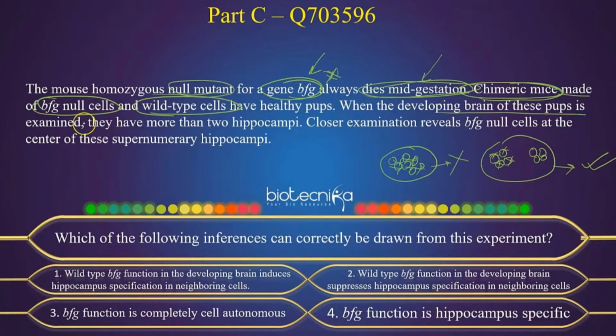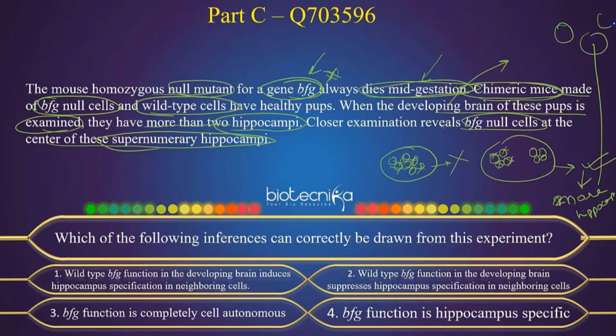When the developing brain of these pups is examined, they have more than one hippocampus. These healthy pups who are able to survive have more hippocampus. Okay, more hippocampus is present. Now, closer examination reveals BFG null cells at the center of this supernumerary hippocampus. So whatever hippocampus is there, many hippocampus are formed, right? So in the center you are finding some cells which have no BFG inside them. Okay, so which of the following inferences can be correctly drawn from this experiment? This is only the experiment result. Now we have to fit in the results over here.